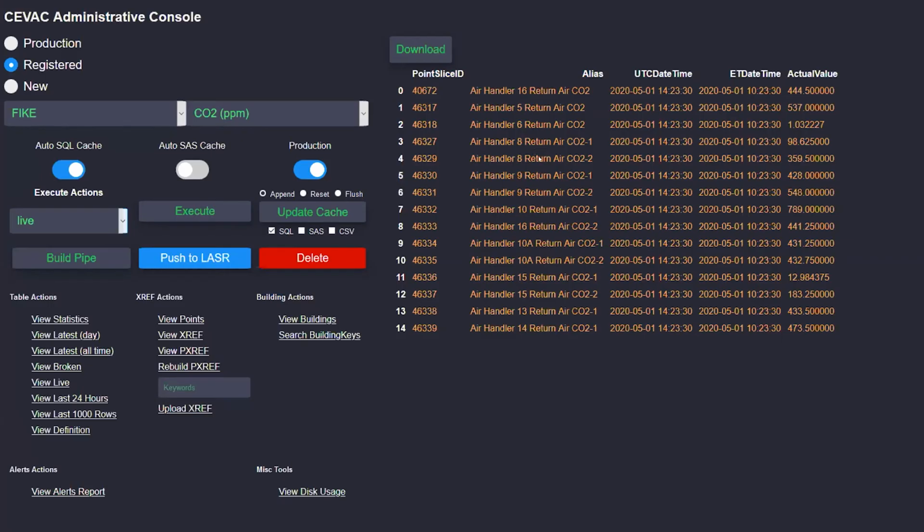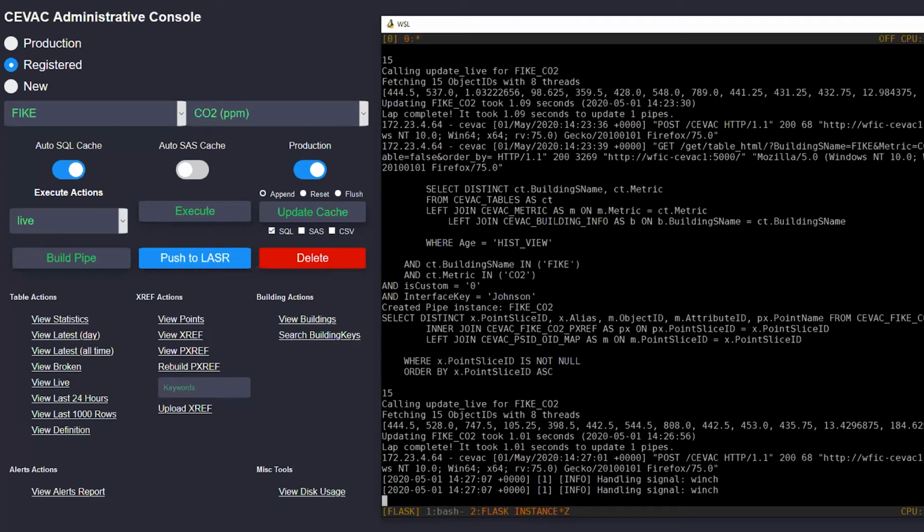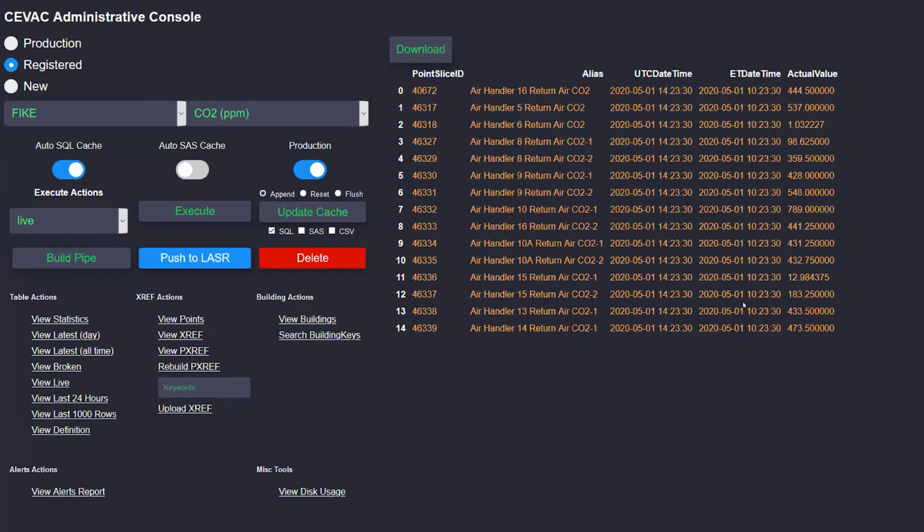So this is a quick peek into the CEVAC administrative console. You've seen various versions of this over the past few months. This is our gateway into actually managing, pulling the levers, pushing the buttons, and making the system behave how we want it to. Now, this is usually what Tim sees, but this is usually what I deal with. This web console is a direct link into our backend system. So every time you click a button, it executes a command that we have on the backend.